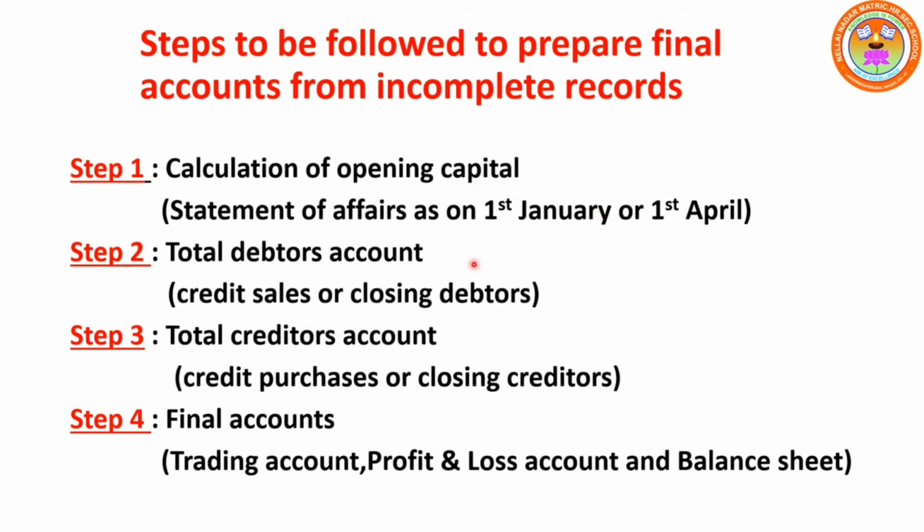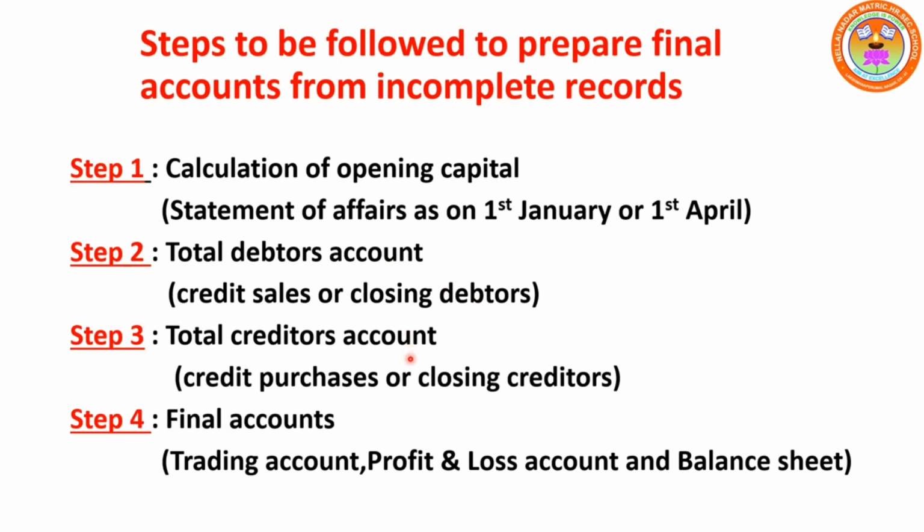Now look at step number 2, total debtors account. Under this step, we find out either credit sales or closing debtors. Credit sales value is given, 2,90,000, and the closing debtors value is missing. So we have to find the balance c/d, that means the closing value of debtors, under the total debtors account. So this step is necessary.